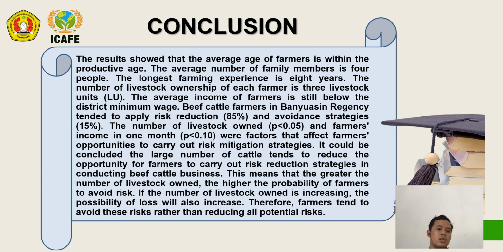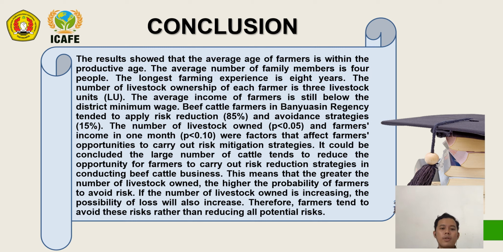Okay, conclusion. The results show that the average age of farmers is within the productive age. The average number of family members is 4 people. The longest farming experience is 8 years. The number of livestock owned by farmers is 3 livestock units. The average income of farmers is still below the district minimum wage. Beef cattle farmers in Banyumas Regency tended to apply risk reduction strategies 85% and avoidance strategies 15%.